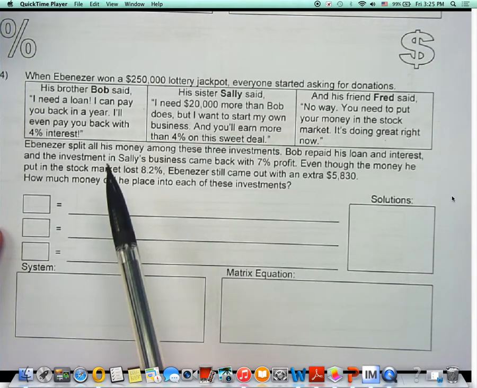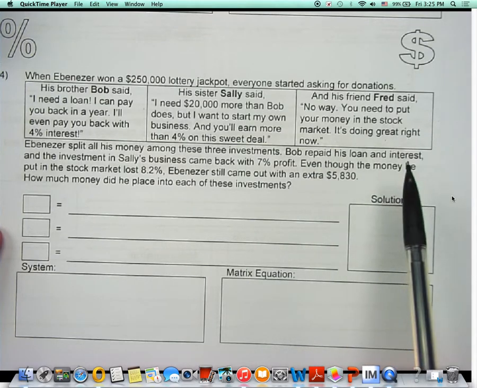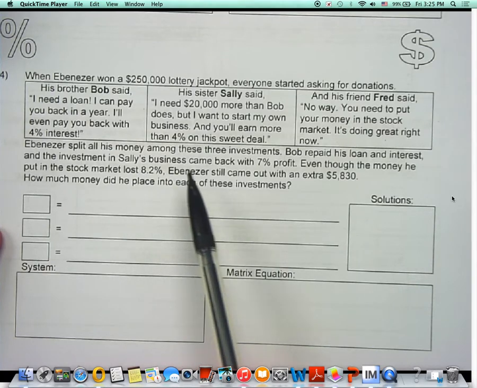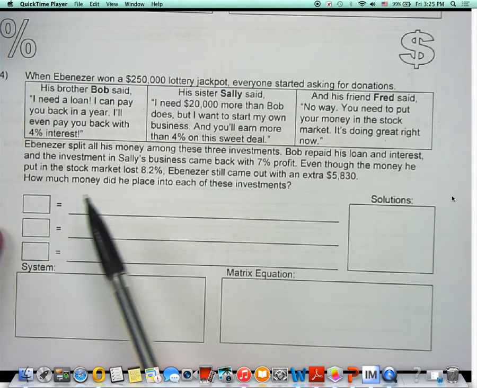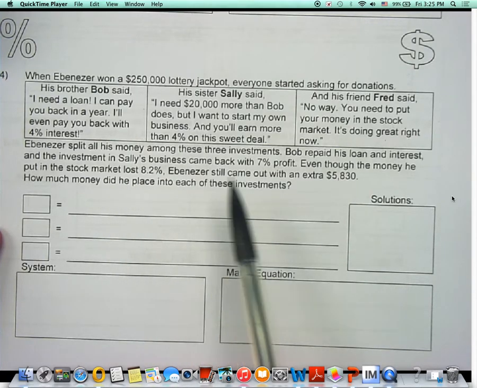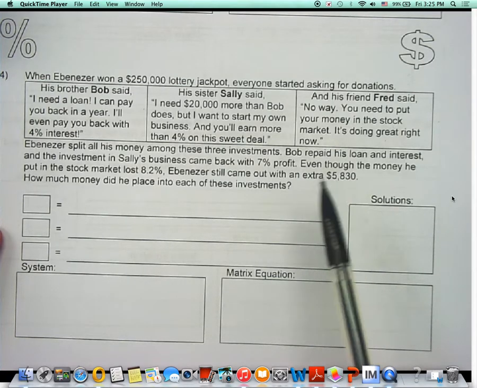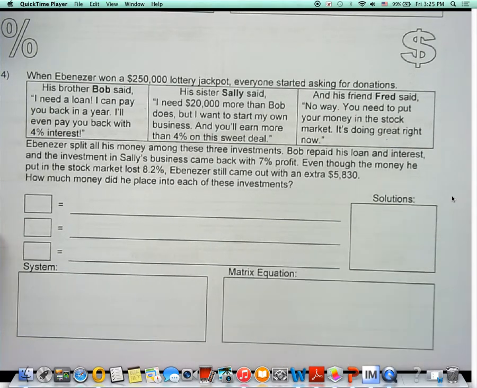So, says Ebenezer spent all his money among these 3 investments. Bob repaid the loan and interest. And the investment in Sally's business came back with a 7% profit. And even though the money put in the stock market lost 8.2%, Ebenezer still came out with an extra $5,830. How much money did he place into each of the investments?